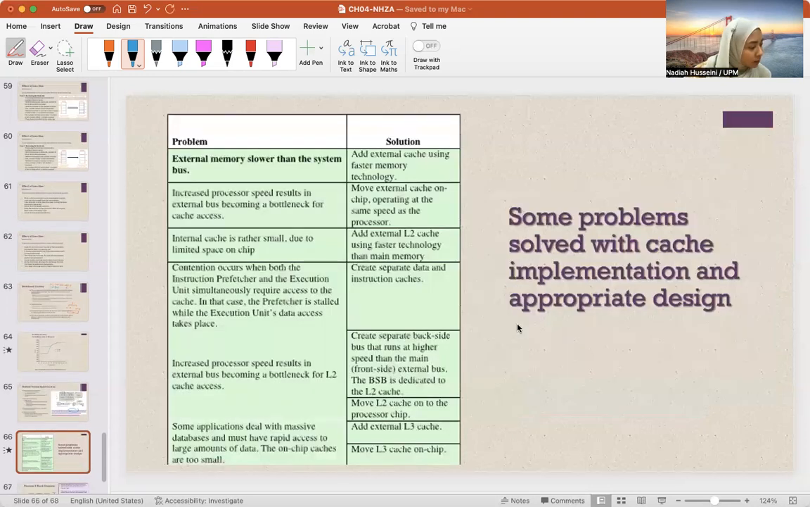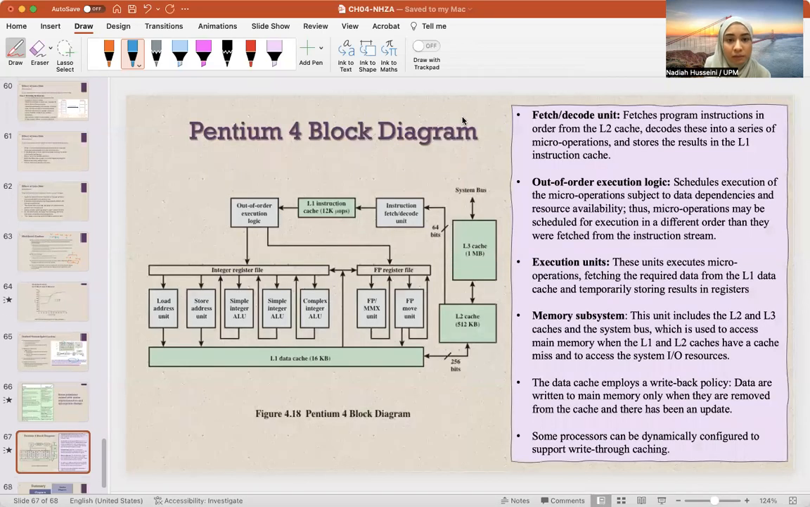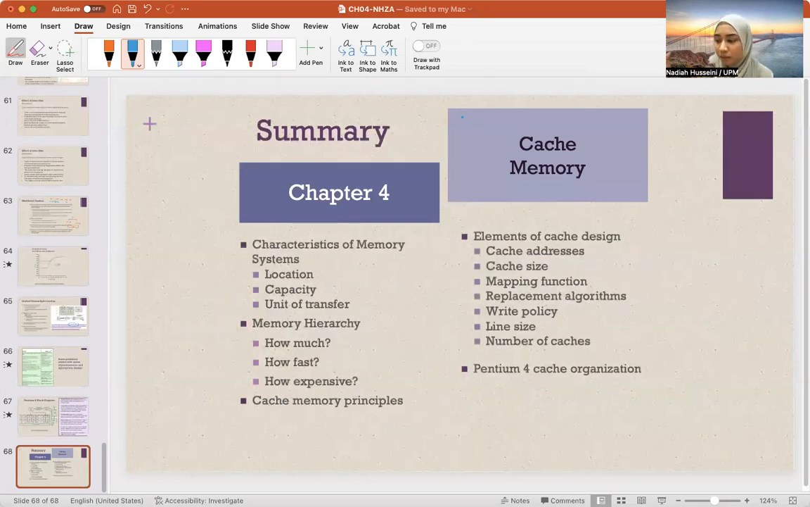And then these are some examples of problems with cache, and this is the solution. I want you guys to go through this as well. This one is not so important. And we are done with chapter 4.